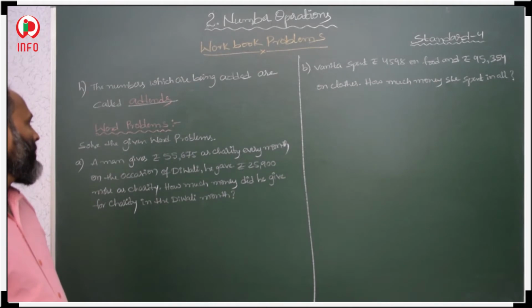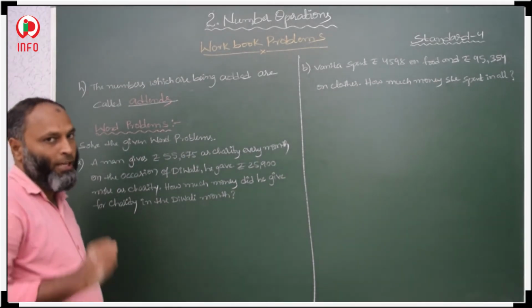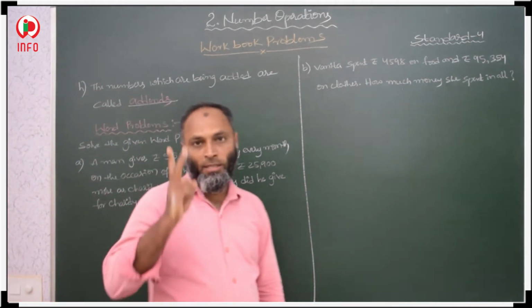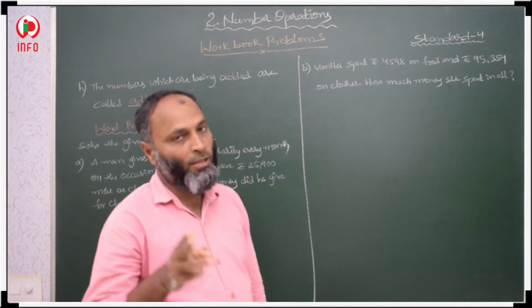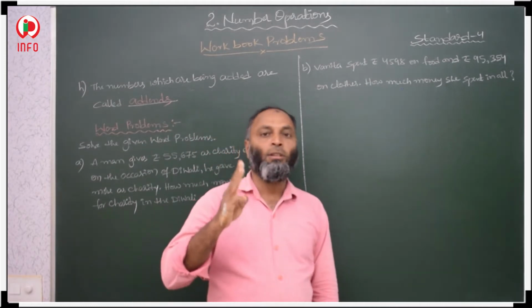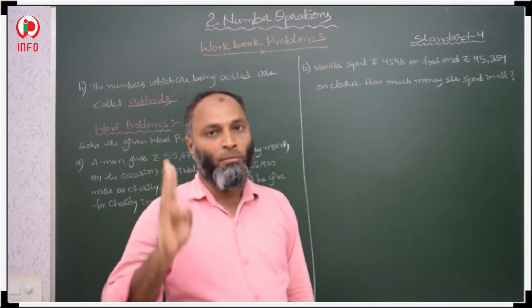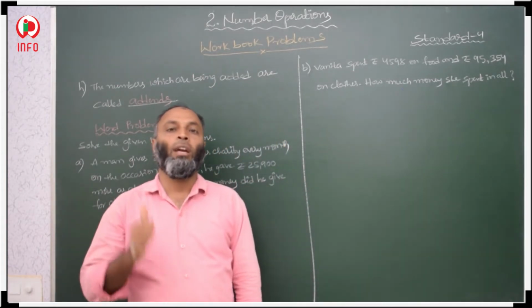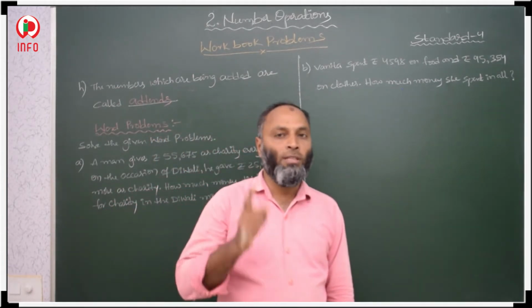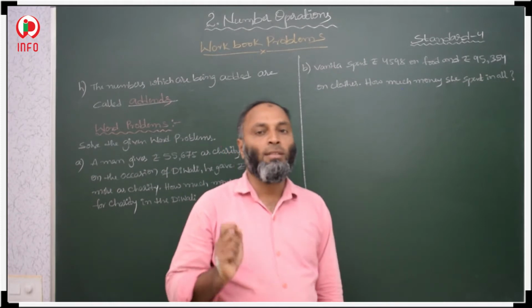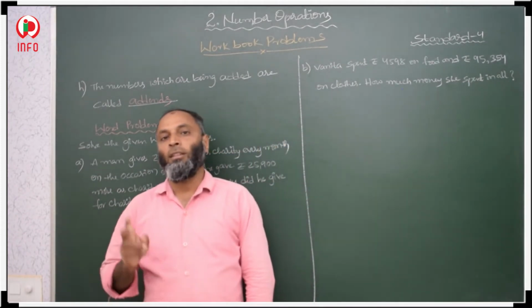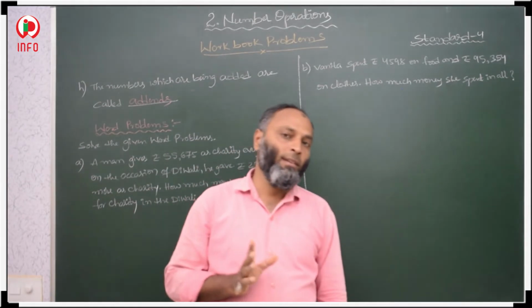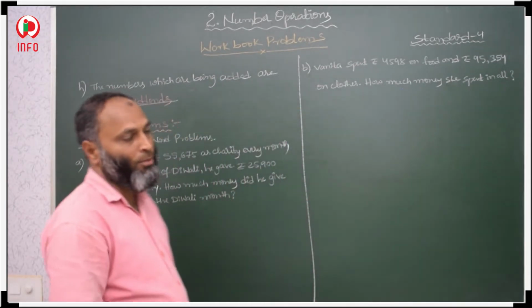Next, now we are going to do word problems. In a word problem, first we have to read the problem, second we have to understand it, and third we should know what to do: addition, multiplication, subtraction or division. So we have to decide what to do. Then we start the steps. We write the steps, then calculation, then simplification, then answer. These steps are there in a word problem.